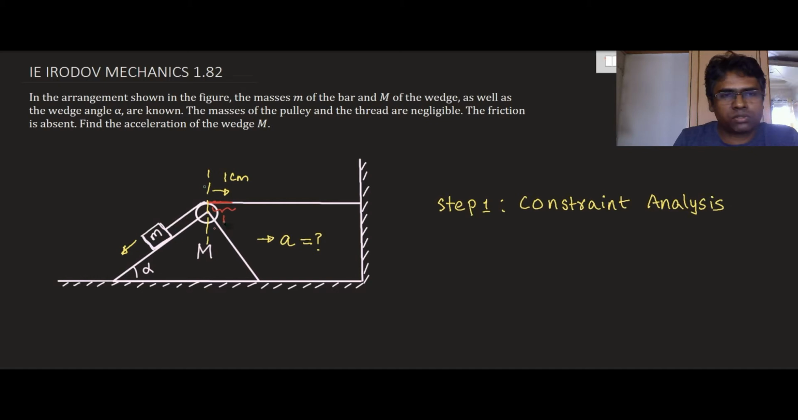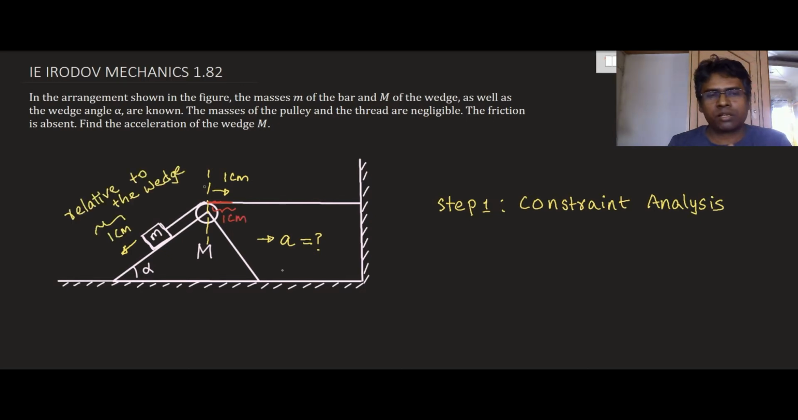I hope you're clear about this. So if the wedge displaces 1 centimeter to the right, the block would displace 1 centimeter down relative to the wedge on its inclined surface. So if the wedge has acceleration a to the right, the block will have acceleration a down the inclined surface of the wedge. So that's how we have related the accelerations here.